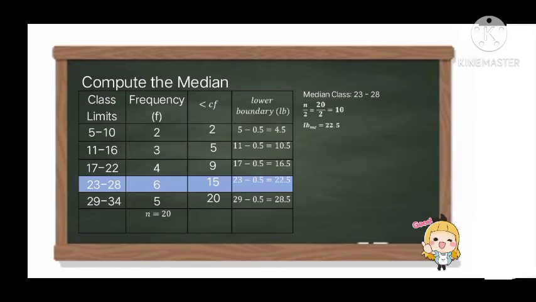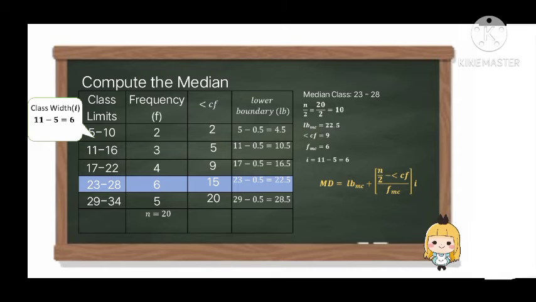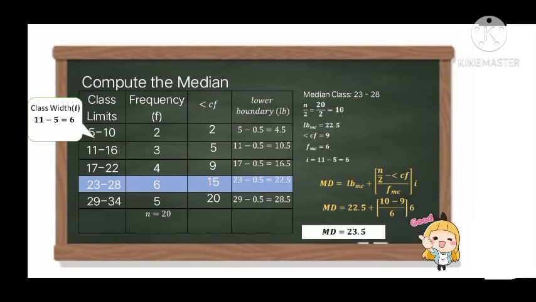And then the lower boundary of the median class is equal to 22.5. The less than cumulative frequency next to the median class is 9. And then the frequency of the median class is 6. And then the class interval, or the class width, is equal to 6. Now let's substitute that to the formula of the median class. We have 22.5 plus the quantity of 10 minus 9 divided by 6 times 6 is equal to 23.5.